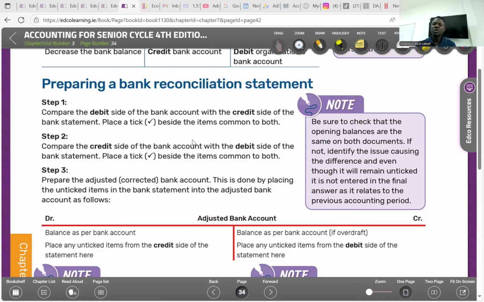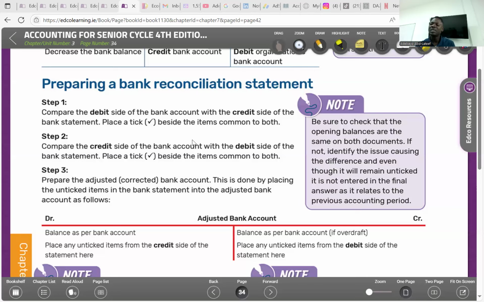In the previous class, we talked about reasons why we have to prepare a bank reconciliation statement. That means the purpose of a bank reconciliation statement. The first one is to reconcile the balance of the bank statement with the balance in the business's own bank account. So we want to reconcile the balance we have in the bank statement with the account balance of the business. That's one purpose of a bank reconciliation statement.